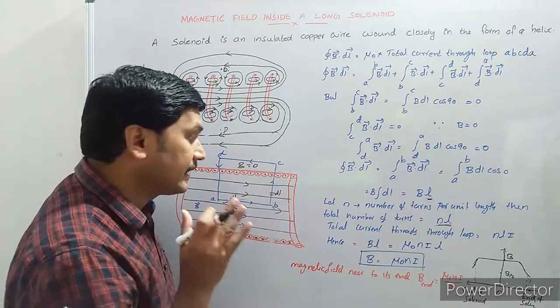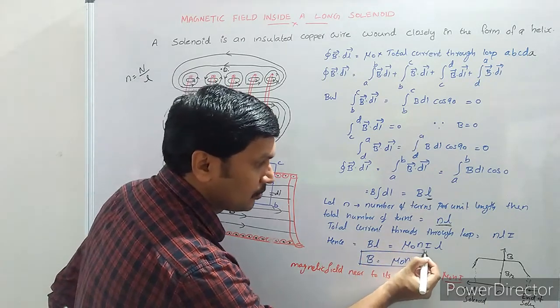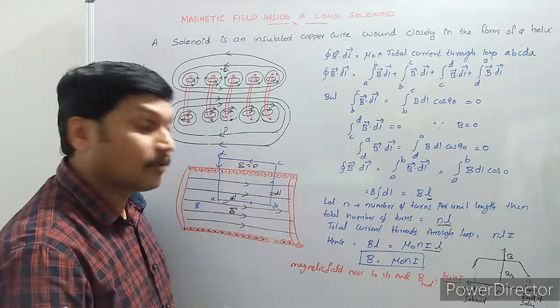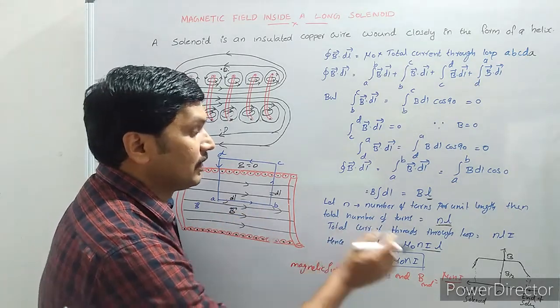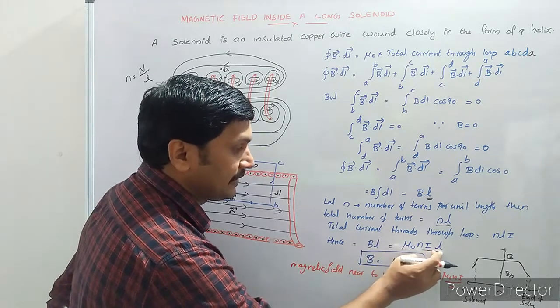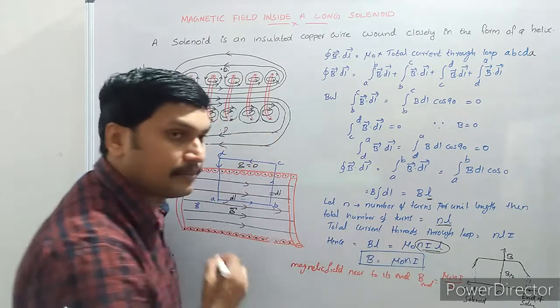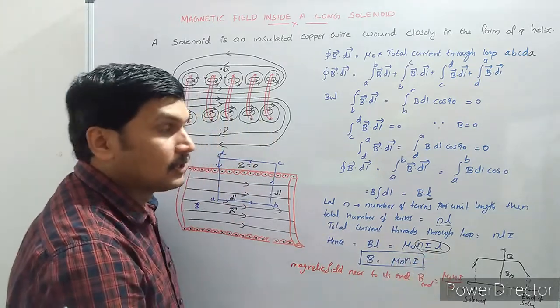So how many times does current enter the loop? n I into L. n I into L times the current enters or threads the loop. So we can write mu0 n I L. That is mu0 into the total current. This is actually the total current, mu0 into our total current n I L.